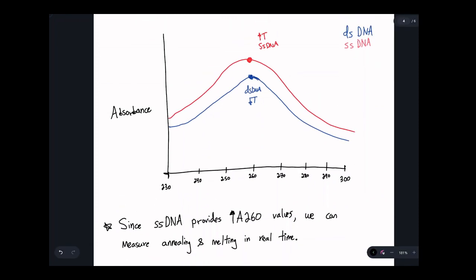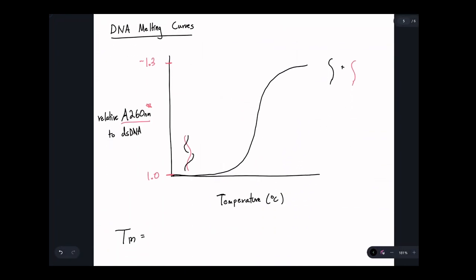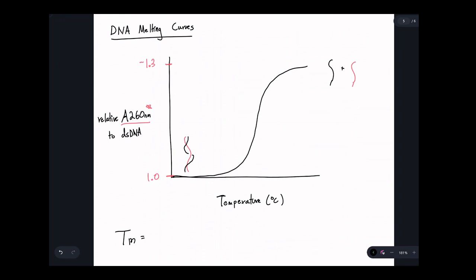So before we dig into what that curve looks like, keep in mind that the core idea is single-stranded DNA gives you higher values. And so we can measure if a double-stranded piece of DNA turns into a single-stranded pair, we'll actually measure an increase in signal. So what does that mean? Here we have double-stranded DNA, here we have single-stranded DNA, and here's temperature.